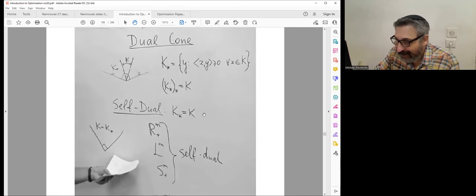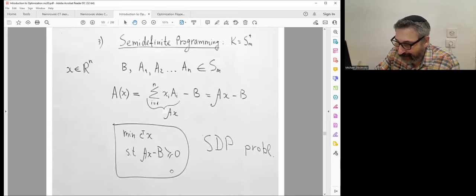Can you please go back to the last slide? Okay, yes. So I didn't understand how you can multiply X, that is a column vector, by a matrix. Okay, X is a column vector. Just a second.